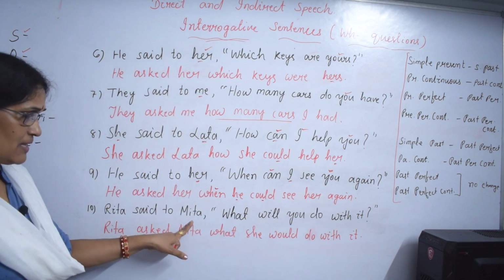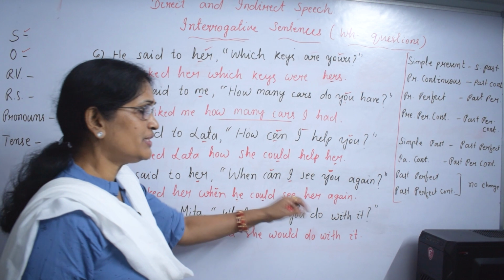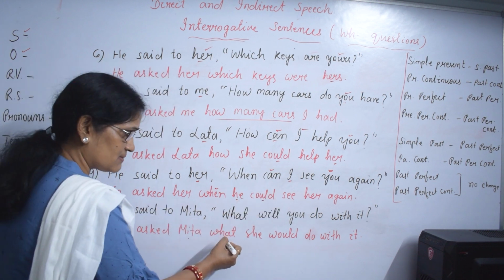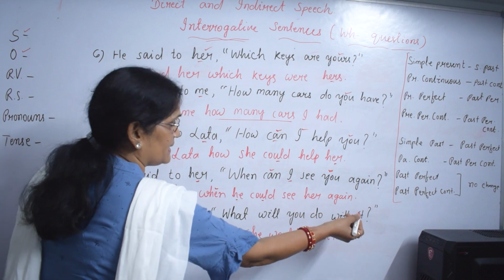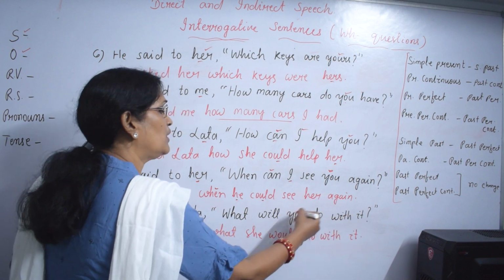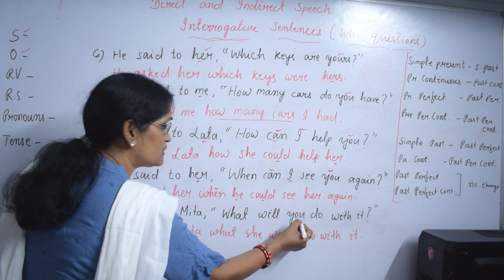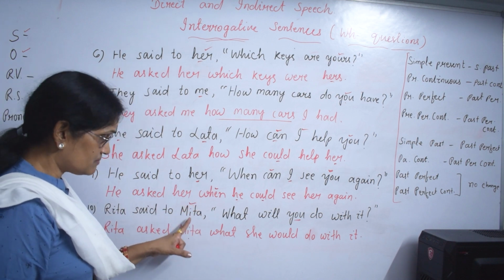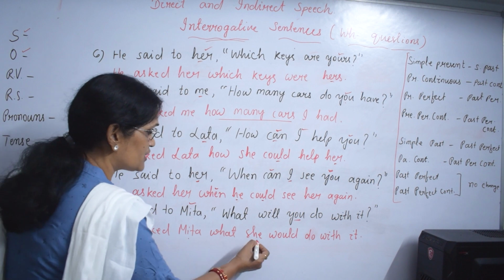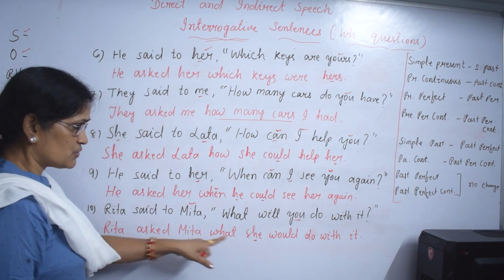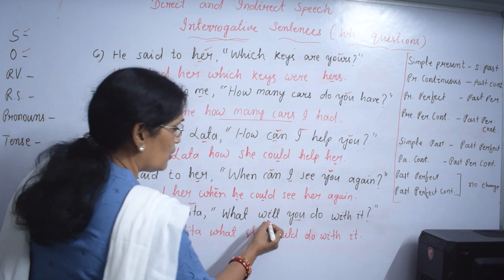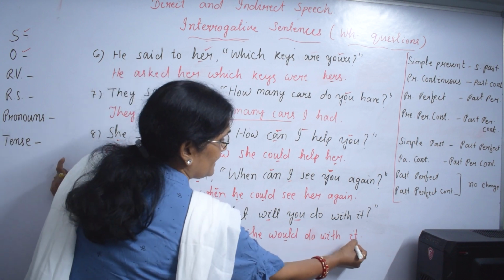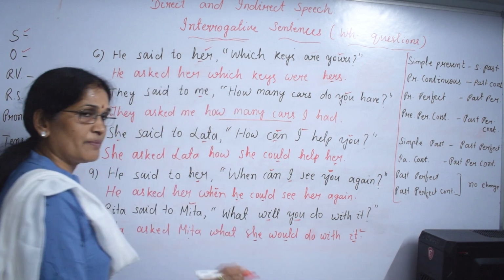Rita said to Mita, what will you do with it? Rita asked Mita, what will you do with it? That means you will do with it. You, second person pronoun, will be changed as per object, Mita. It is in pronoun form, she. So she would do with it. It is third person pronoun, will not be changed.